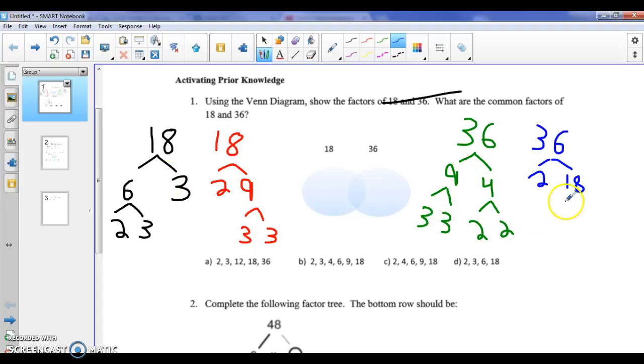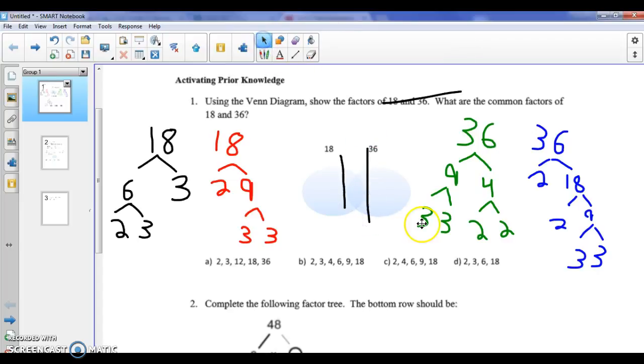Okay, so 2 and 9, and then 3 and 3 to get 9. So now all I need to do is simply insert these into my Venn diagram. All my factors are on the factor trees here. So let's start off by, I'm just going to make it a little bit bigger because my writing is not going to be quite as elegant here.